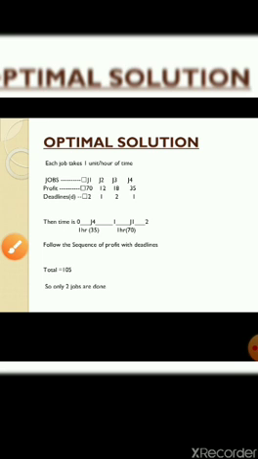Similarly, if we add job 2 in the sequence, then the sequence becomes 1, 2, 4. This is also not a feasible solution, hence reject it. Finally, the feasible sequence is 4, 1. This is the optimal sequence.